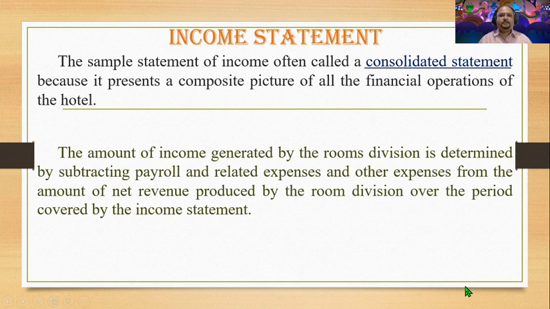The sample statement of income, often called a consolidated statement because it presents a composite picture of all the financial operations of the hotel. The amount of income generated by the rooms division is determined by subtracting payroll and related expenses and other expenses from the amount of net revenue produced by the room division over the period covered by the income statement.